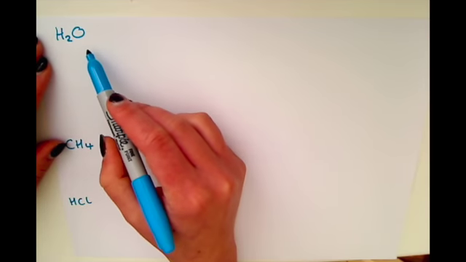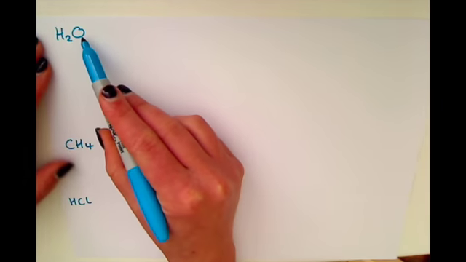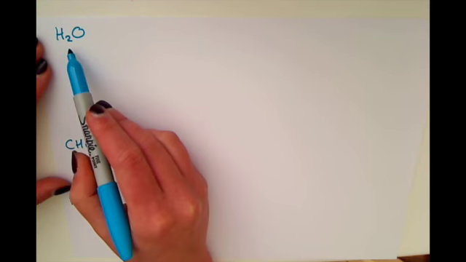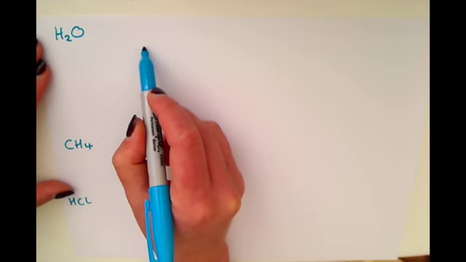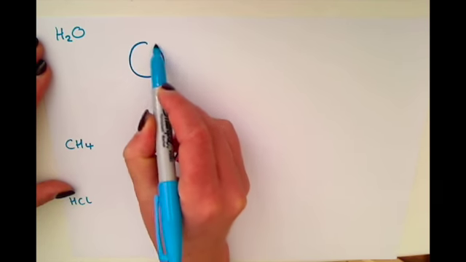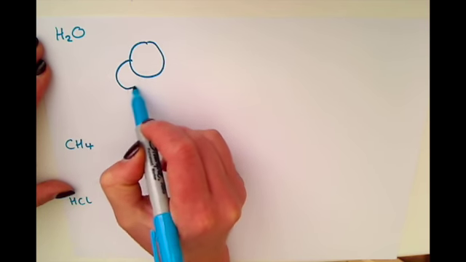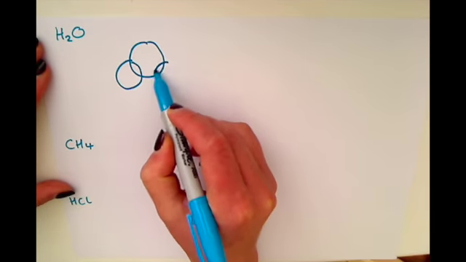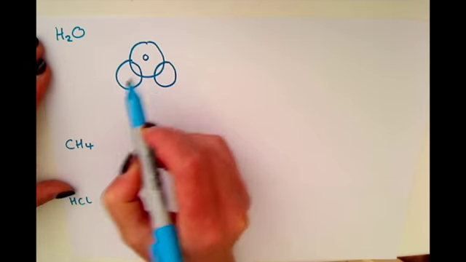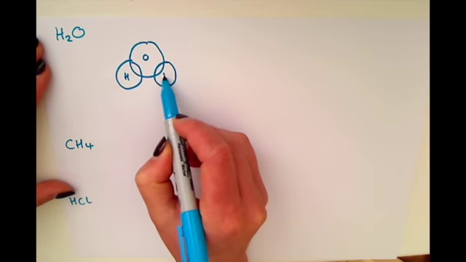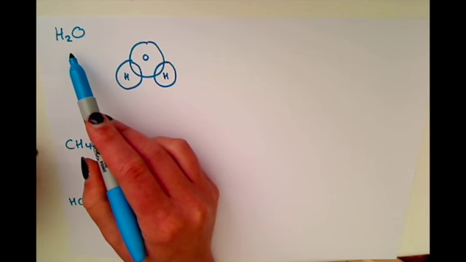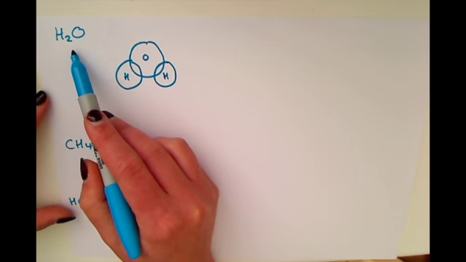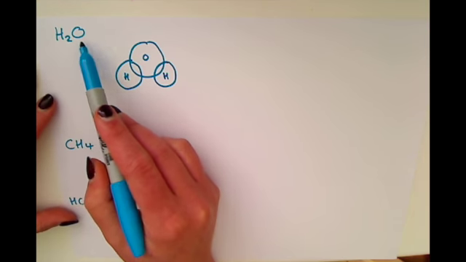So I'll do one more example with H2O. So we know we need two H's and one oxygen. So we've got the oxygen here and the H's for hydrogen. Now you know that hydrogen needs one electron more in its outer shell to be complete, and oxygen needs two.